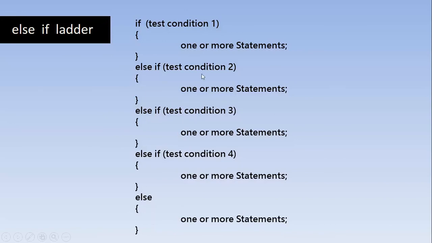Suppose I have the right condition in test condition number 3. Then the compiler will execute all the statements inside this condition number 3 block, and all the other statements below this block are skipped. Right? So this is how the else if ladder works.